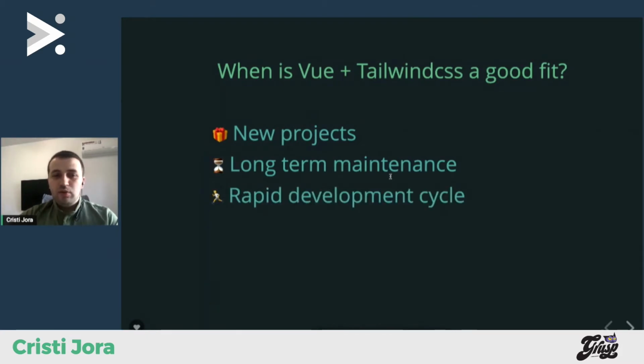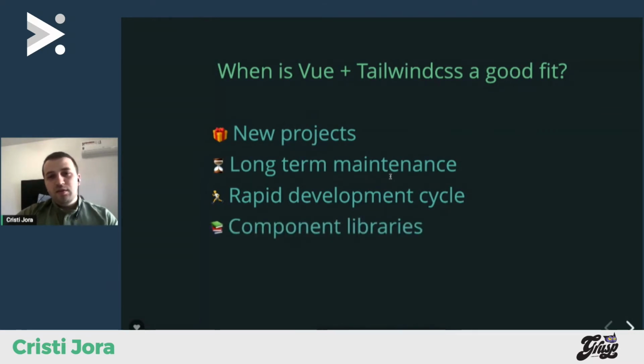And then it's also a wonderful fit for rapid development cycles. For example, if you want to build a small prototype or an MVP and then further extend it to something bigger, it's wonderful for that as well. And the last fit I would say is also for component libraries. If you have to build some component libraries to use across different projects, it's also a nice fit because, again, it helps with the maintenance part and allows new developers to get in quite easily.